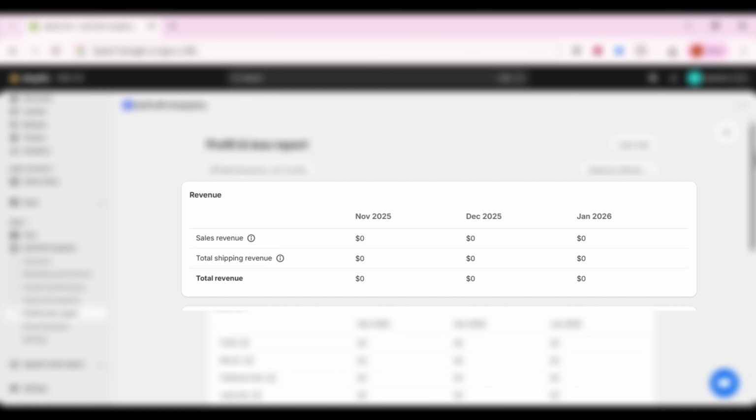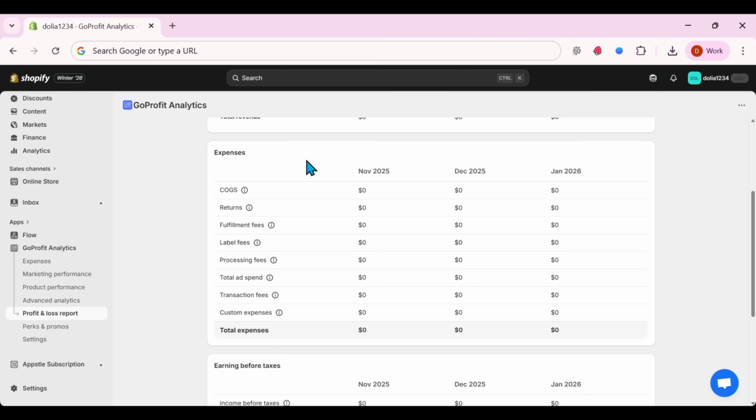Next is expenses, broken down into categories such as cost of goods sold, returns, fulfillment fees, label fees, processing fees, ad spend, transaction fees, custom expenses. This gives you a detailed view of where your money is going.